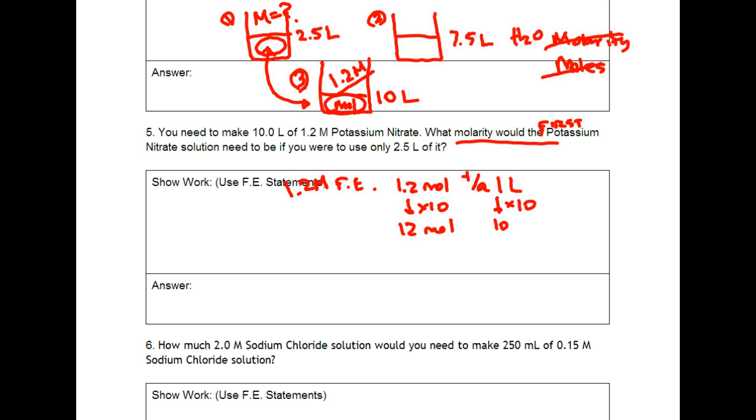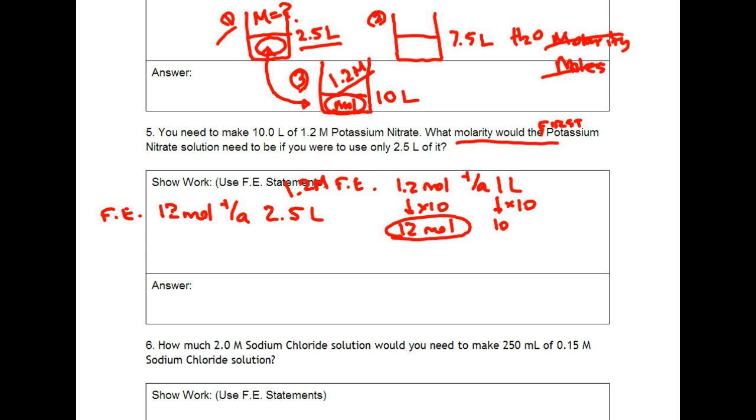Now, those 12 moles could have only come from one place, this first solution. So now we know how many moles there are in that first solution. And if we know the number of moles and the amount of liters, we can figure out the molarity. So let's write down what information we have over there. We know the number of moles, which is 12. So for every 12 moles, there are 2.5 liters. So the first for every statement is just writing what we have in that particular solution: 12 moles and 2.5 liters.